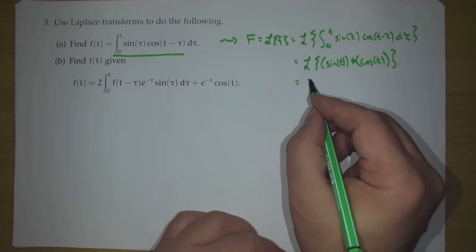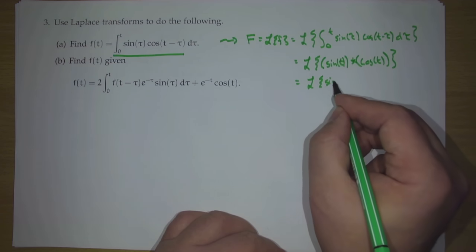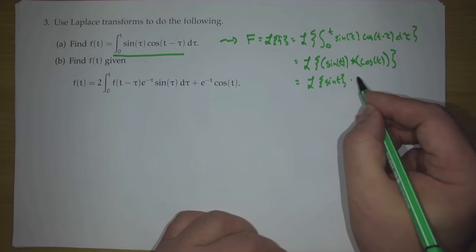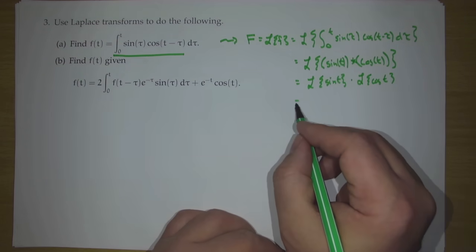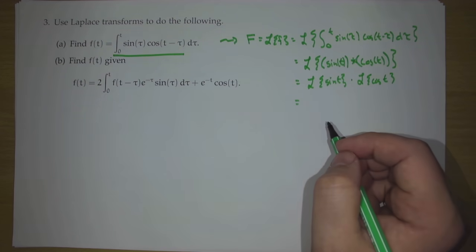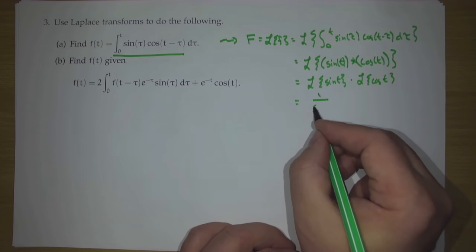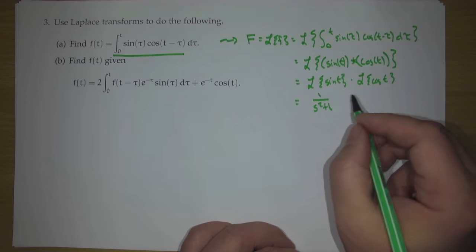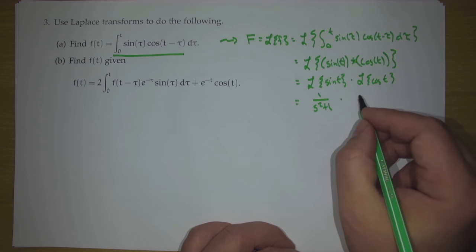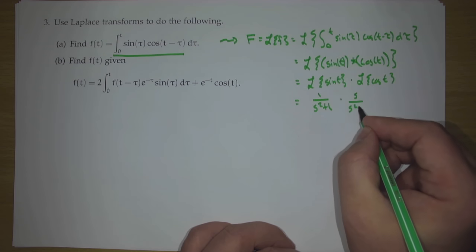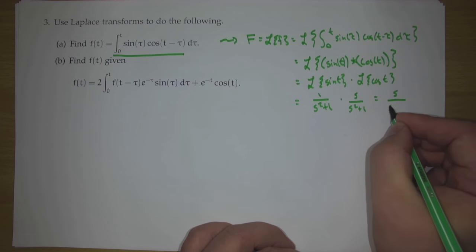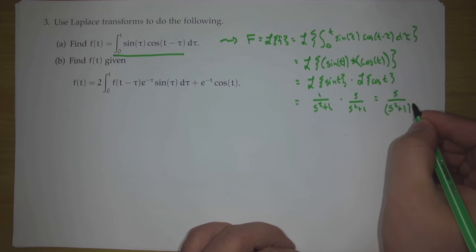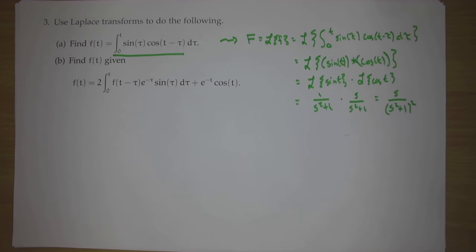The convolution says, take the Laplace of sine and multiply it by the Laplace of cosine. Do we know the Laplace of sine? Yeah, 1 over s squared plus 1. Do we know the Laplace of cosine? Yes, s over s squared plus 1. So that is currently s over s squared plus 1 squared. Right? Multiply the tops, multiply the bottoms.